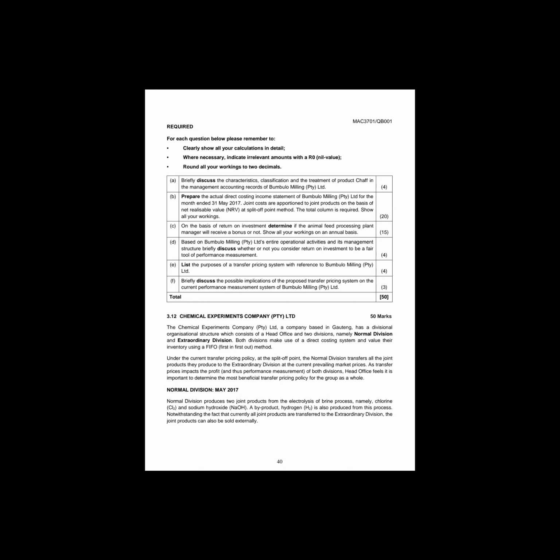Okay, A, briefly discuss the characteristics, classification, and the treatment of products, chaff, in the management accounting records of Umbulo Milling. So I don't know what chaff is, but we can as well look it up there and check. But when we talk about the characteristics, the classification, and the treatment, so it's probably got to do with joint and byproduct. So is it a joint product? If it's a joint product, then that's the classification. What are the characteristics of a joint product? Then how do we treat it in the records, right?